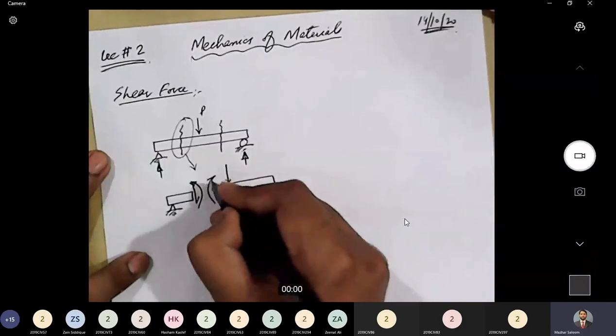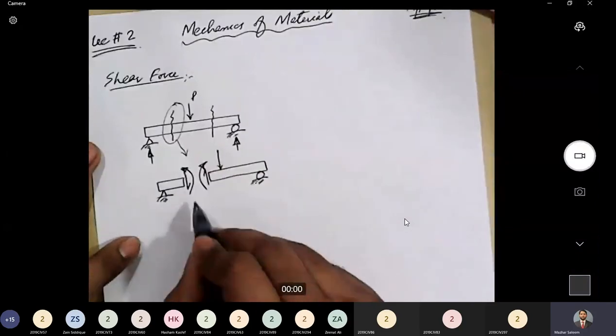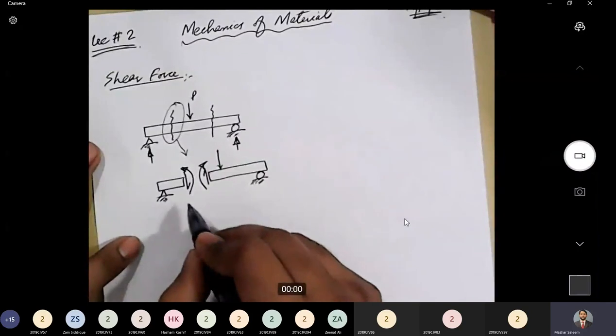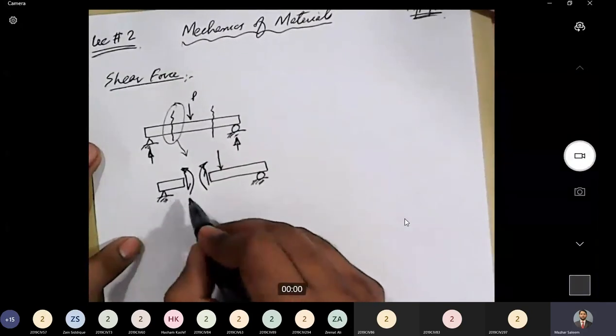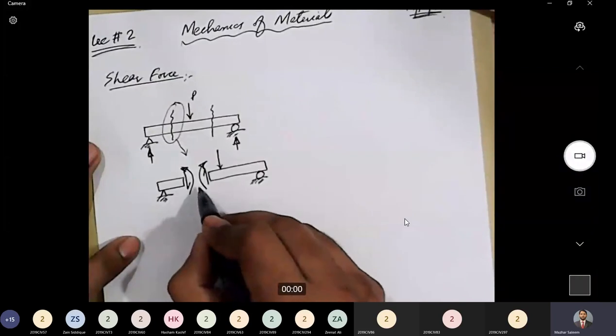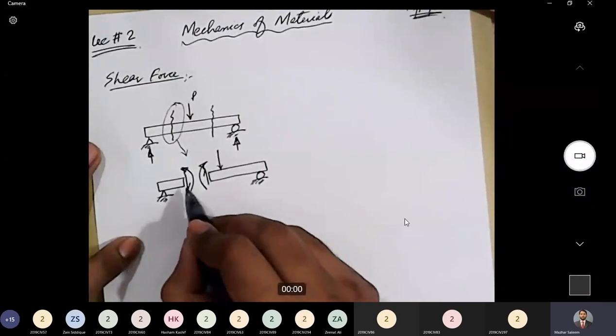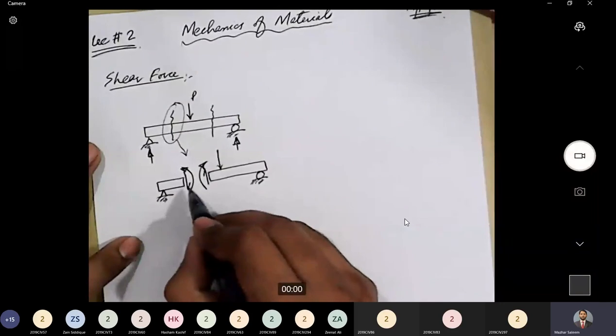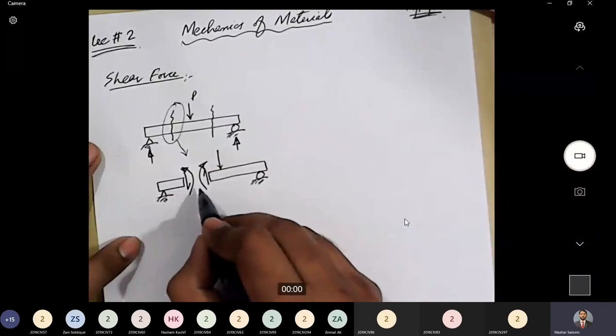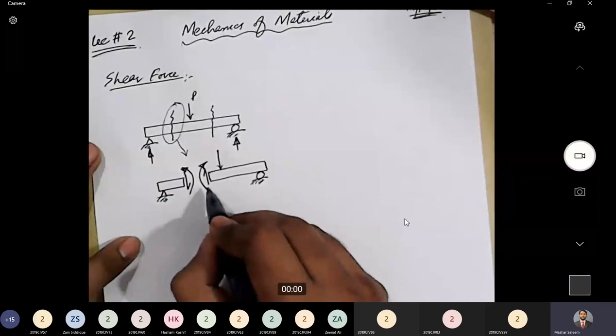These are the bending moments generated. Whenever we cut a section, on that section we have to mark shear force and bending moment. The directions of shear forces that we mark on both sides of the section are opposite to each other. Similarly, the directions of bending moment that we mark on the section are opposite to each other.